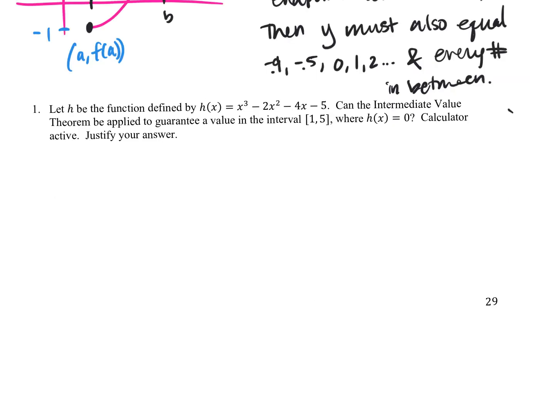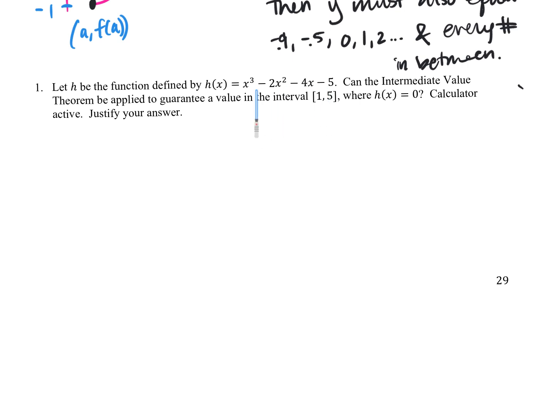Okay, let's take a peek at this then. H is this function. Can the intermediate value theorem be applied to guarantee a value within this interval where the function equals 0? So here's my question. First of all, x cubed, what's an x cubed graph going to look like? Is that continuous? Yes. There's nothing here to make us believe that it'd be discontinuous, like a piecewise function.